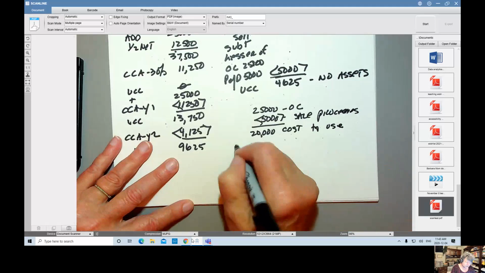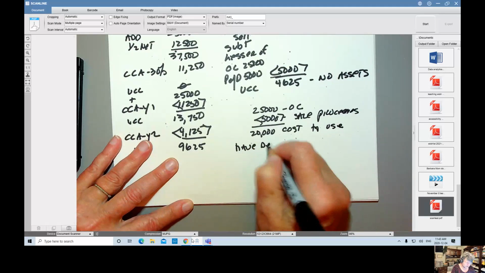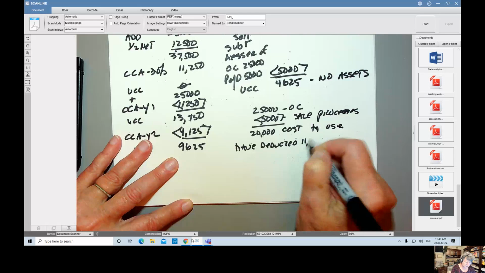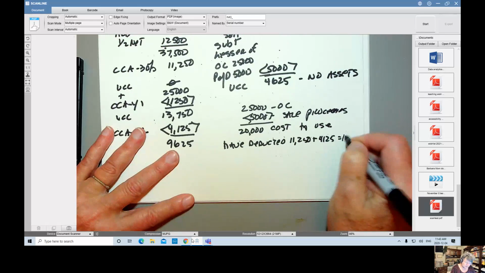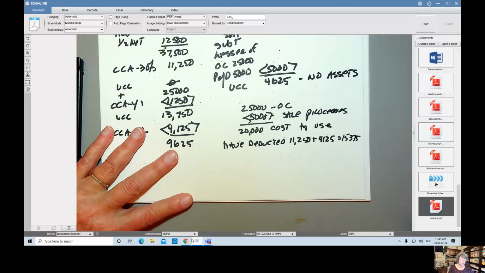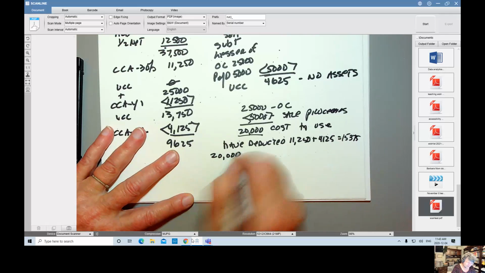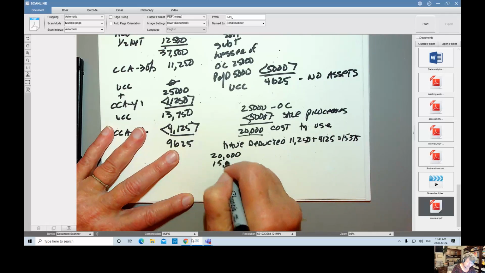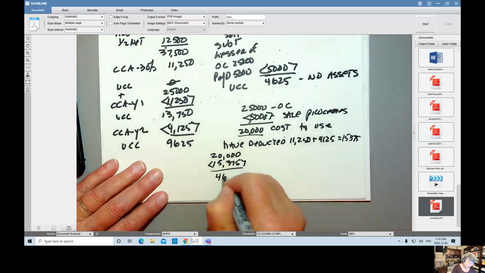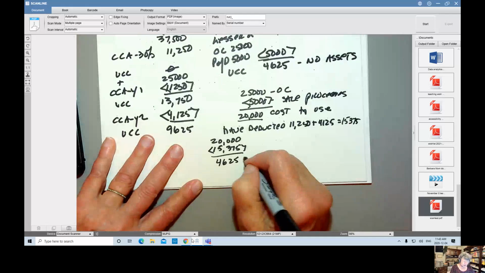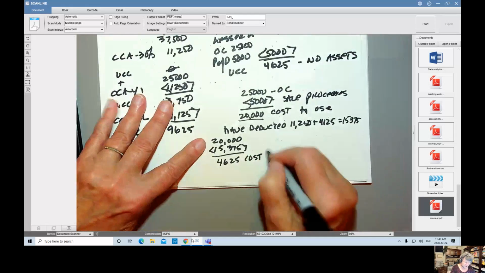Well, how much have I deducted? I've deducted 11,250 plus 4,125 for 15,375. Well, that's less than the cost. It's less by, I hope, 4,625. So you take the 20,000 minus the 15,375, and it has to be because it's just reversing the math, right? Okay, so it cost me 4,625 higher than I've deducted.